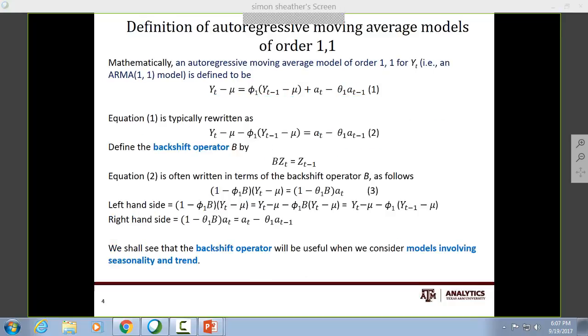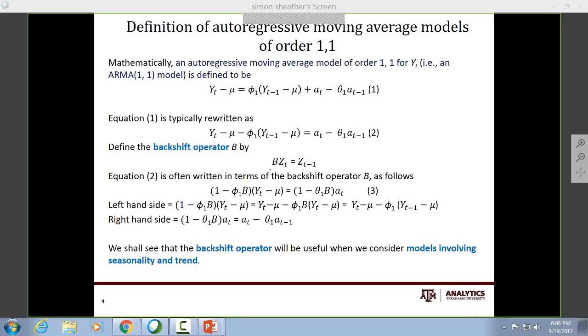Now, we're going to get a little bit mathematical and introduce the thing called the backshift operator. This is kind of baby steps, but when we get to put seasonality in, the only way to figure out what the model is doing is to use this so-called backshift operator B. So I've just written down equation 1 and equation 2 exactly as on the previous slide.